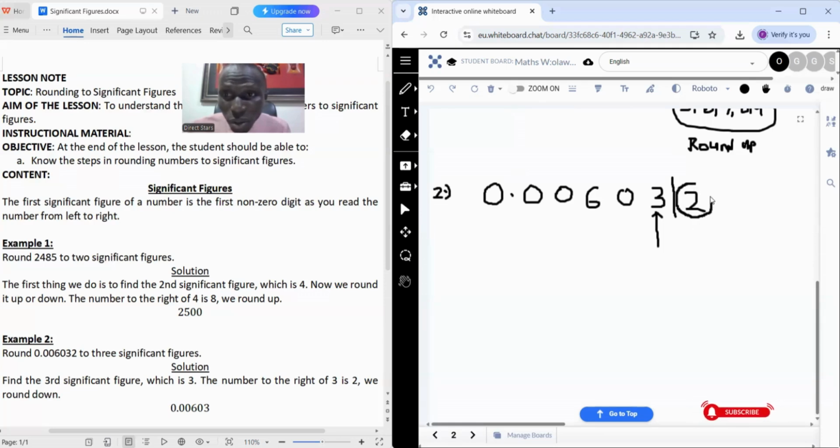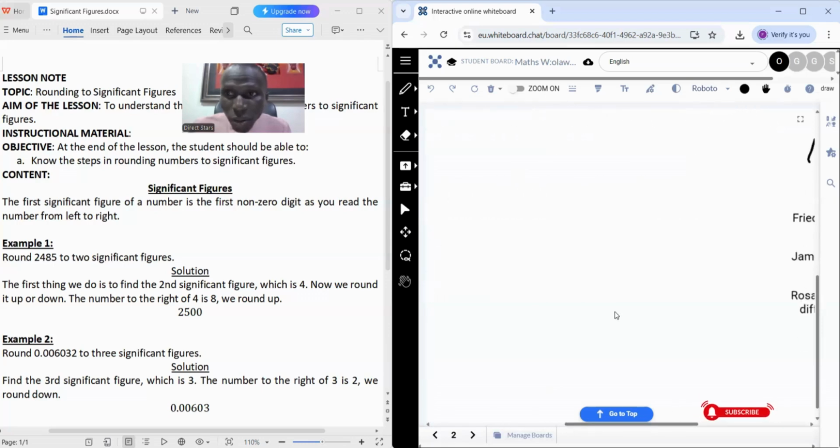If you look at this 2, it means that what? We are rounding down. If you are rounding down, you are not adding any number to the number to the left of it. So meaning that we're going to have our answer to be 0.00603. And this is going to give us 3 significant figures. All right, so we're going to go to the last example that we're looking at in this topic.